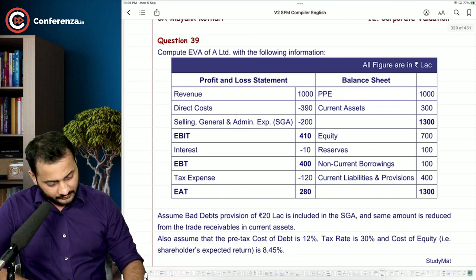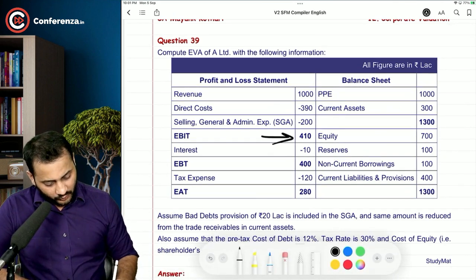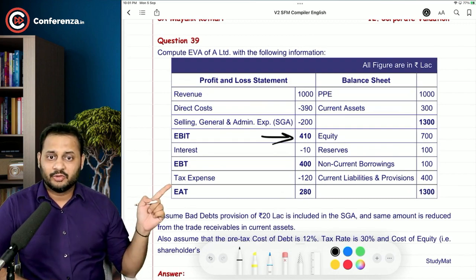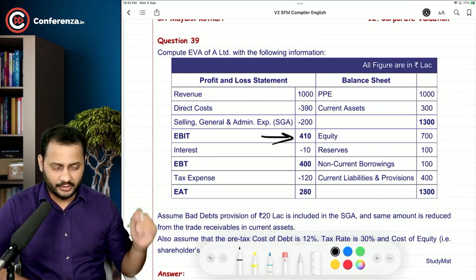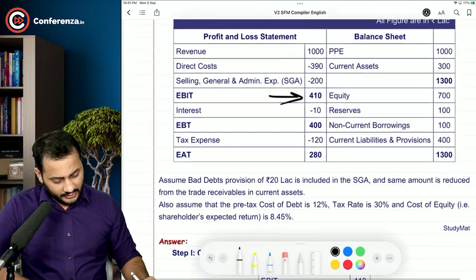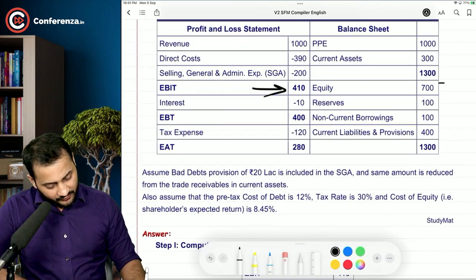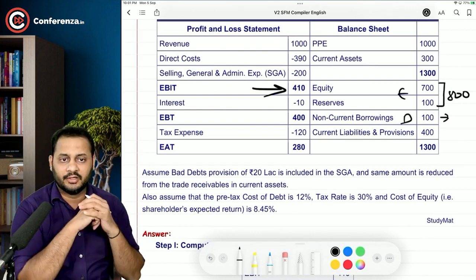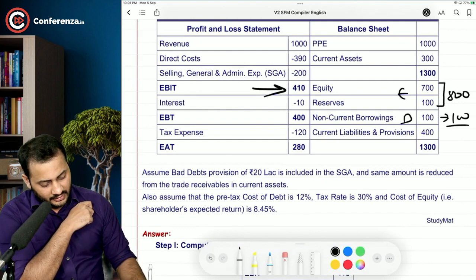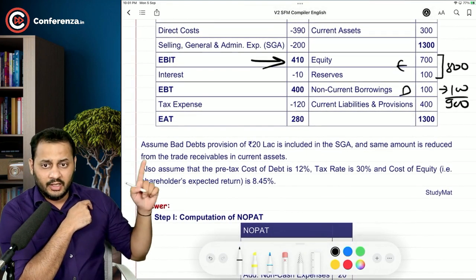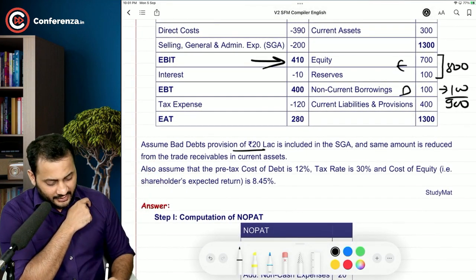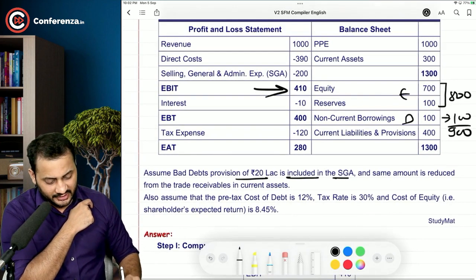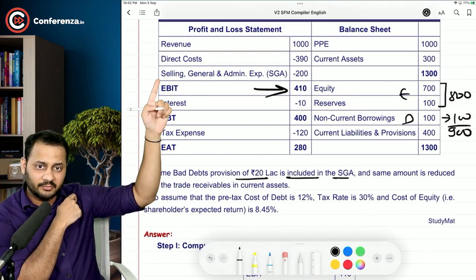Am I right? 410, right? And the actual tax expense is 120. Okay, not a problem. Now on the other side we have equity and reserves of 800. So this is the value of equity shareholders and this is the value of the debt, 100. So total is 900. Now assume bad debts provision of 20 lakh is included in SGA. SGA is the selling, general and administrative expenses.